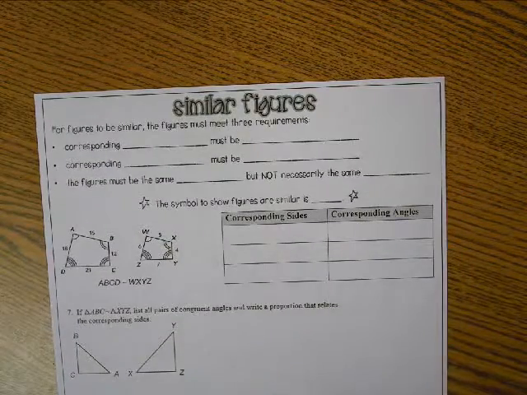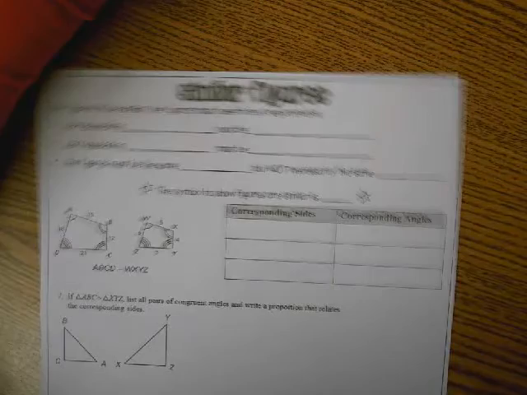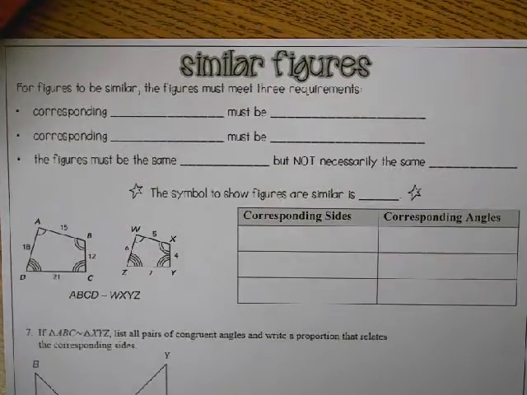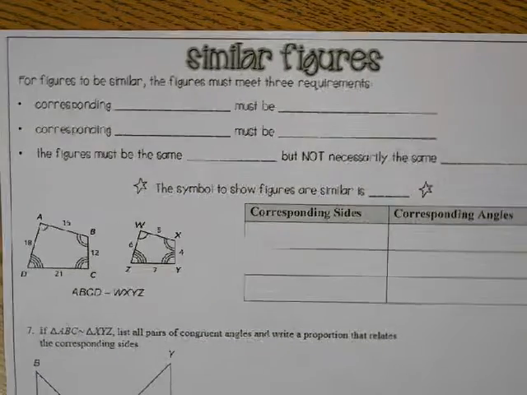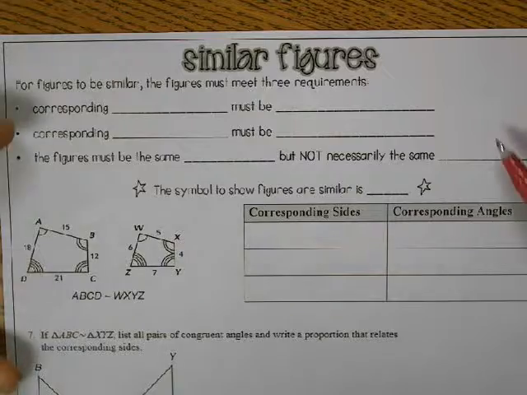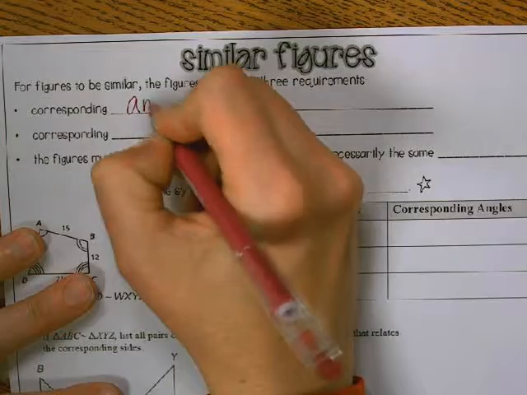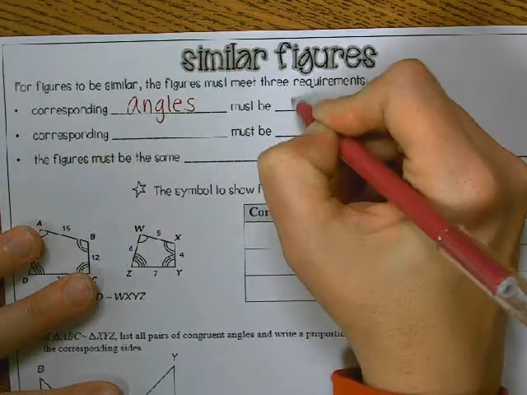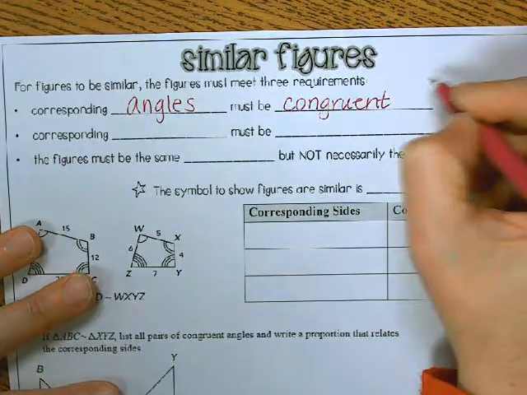So in middle school, we learned about similar figures. And remember, with similar figures, they're the same shape, but not necessarily the same size. So there's a couple of rules that we have to know in order for 2 figures to be similar. The first one is that the corresponding angles have to be congruent. Corresponding angles must be congruent.